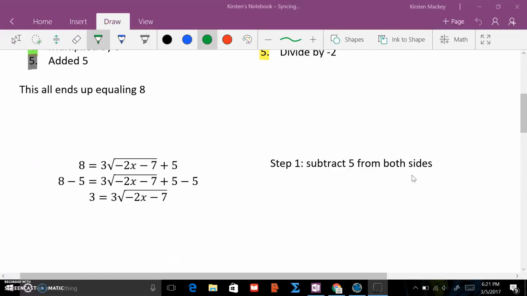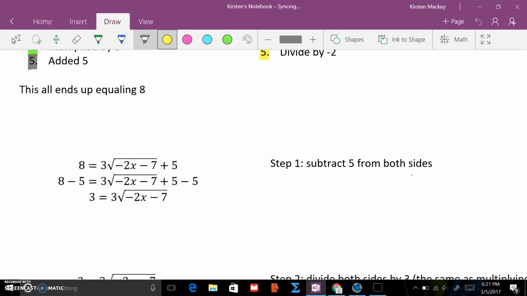So my first step, so here's our original problem, and what I've decided to do for our first step was subtract 5 from both sides. So I know this isn't really the additive inverse, but a +5 minus 5 gives me that value of 0. I've made a 0 pair that's gone away. So we subtract 5 from the left side as well. So now I end up with 3 equaling 3 times the square root of -2x minus 7.